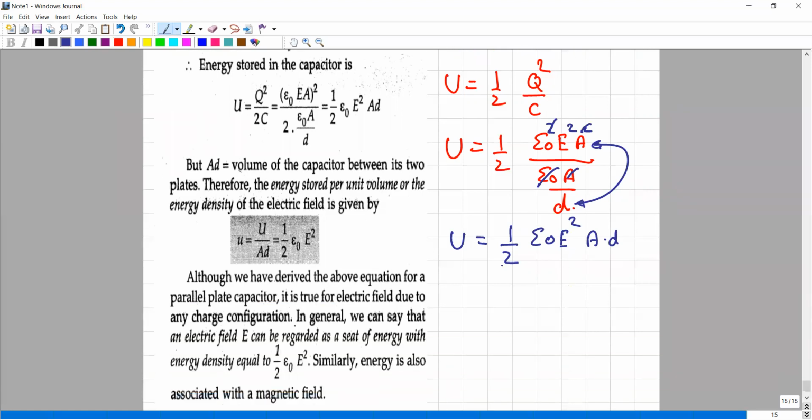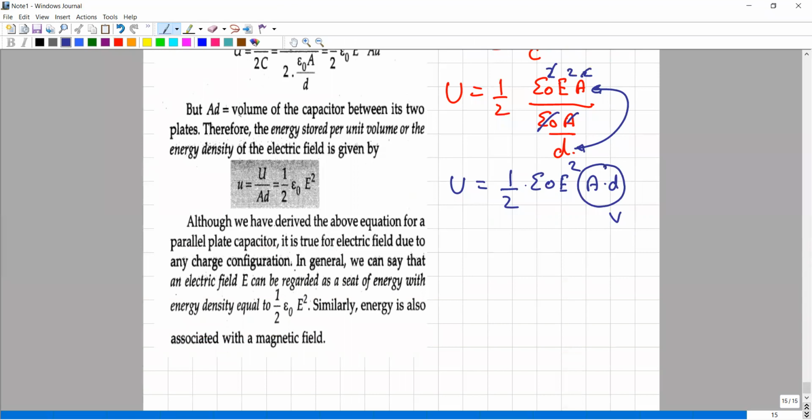Now you see this expression. In this expression, A into D is actually the volume. So I can take this A into D down, and you can write U over A D will be half of epsilon naught E square. And this is what we intended to find in the first place. Energy per unit volume, that is the energy density. So energy density of a capacitor is equal to half of epsilon naught E square. Very, very important formula here.